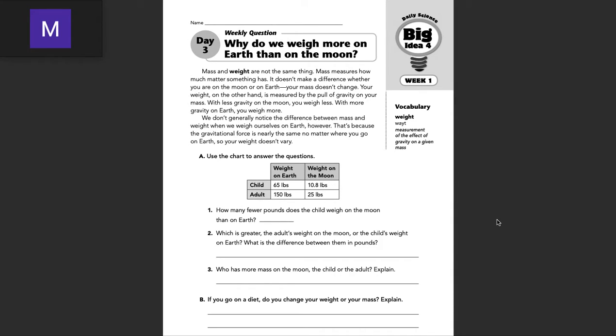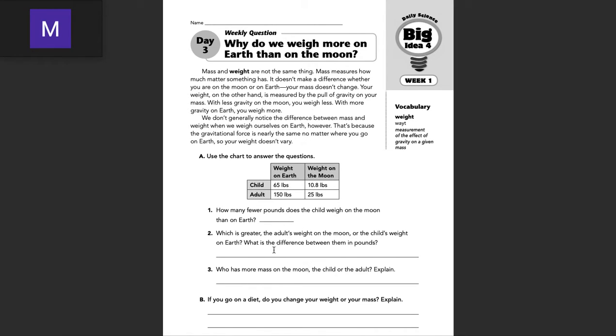Part A wants us to use the chart to answer the questions. Number 1, how many fewer pounds does the child weigh on the moon than on Earth? If we're comparing 65 pounds on Earth to 10.8 pounds on the moon, you would just subtract to find the difference between those two numbers, and you would see that the response should be 54.2 pounds.